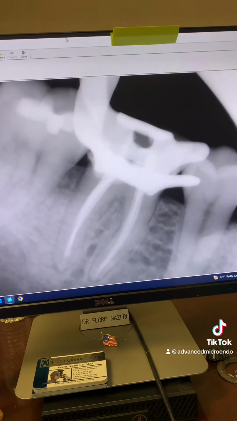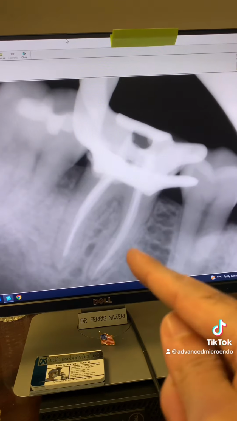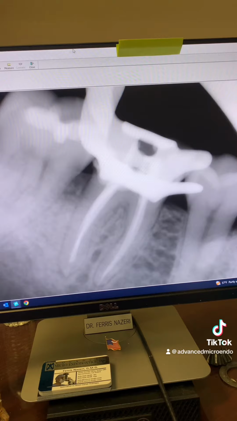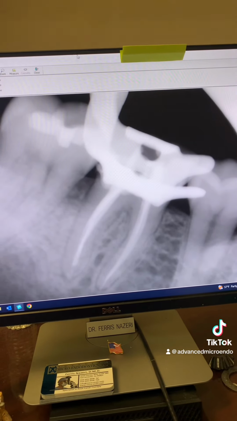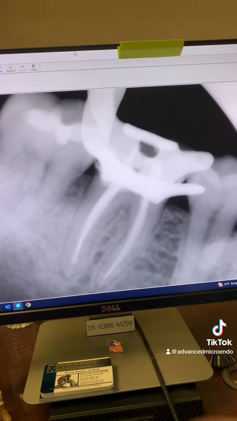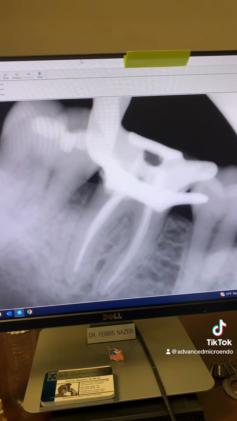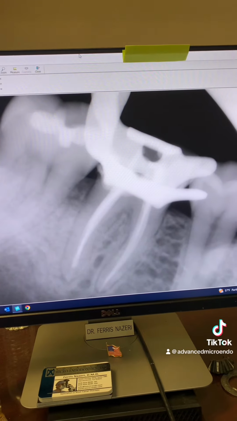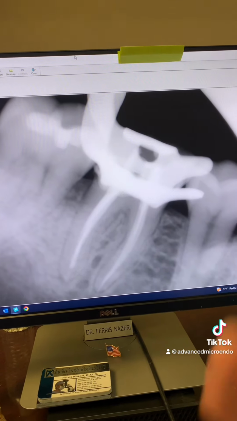That's why the success rate for endodontic treatment on a vital tooth is still not 100%. The success rate is 90% and more, but still not 100%. And you can see why. This dentist used all precautions, used the rubber dam, and followed all the fundamentals of endodontics, and still the root canal failed.